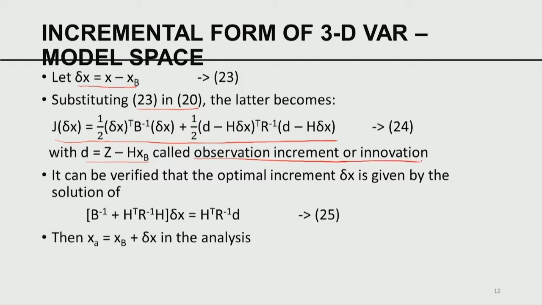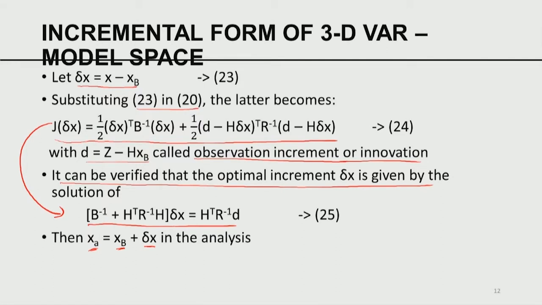So we can work with the incremental variable. It can be verified that the optimal increment delta X is given by the solution of this. In other words, if I minimize this, the minimizer is given by the solution of this. What is the idea now? The analysis is given by the background plus the increment. The increment comes from this analysis. That's another way of looking at it.